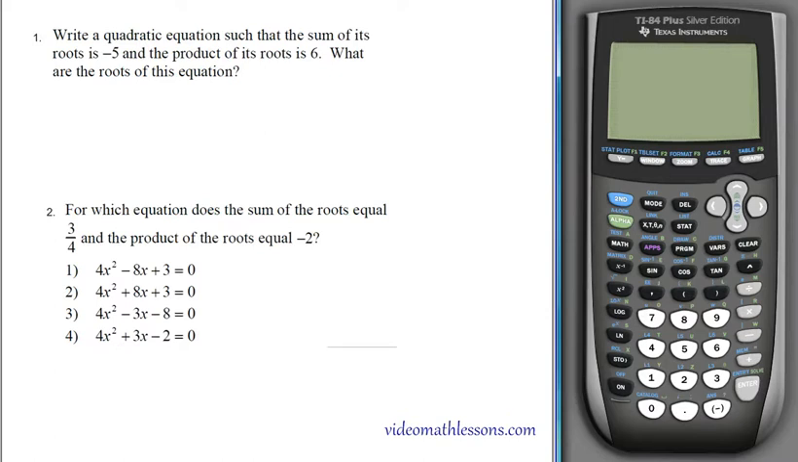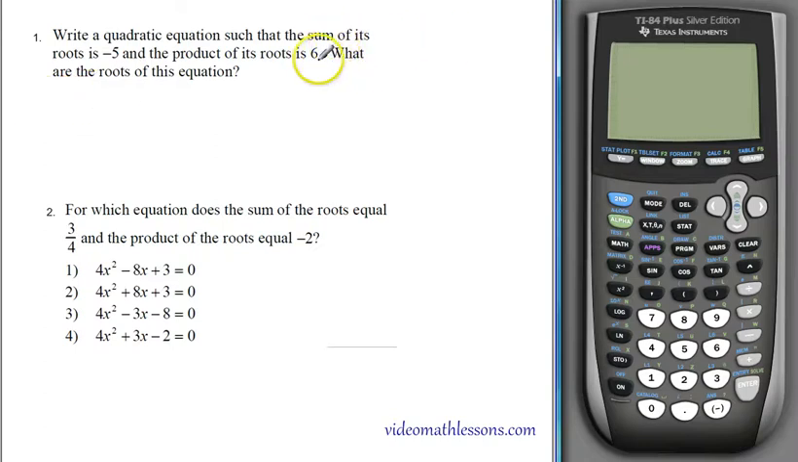Number 1 says write a quadratic equation such that the sum of its roots is -5 and the product is 6. What are the roots of this equation? Alright, so they want two things in this problem. First off, we've got to figure out how to write the equation. Well, they give us a clue here.